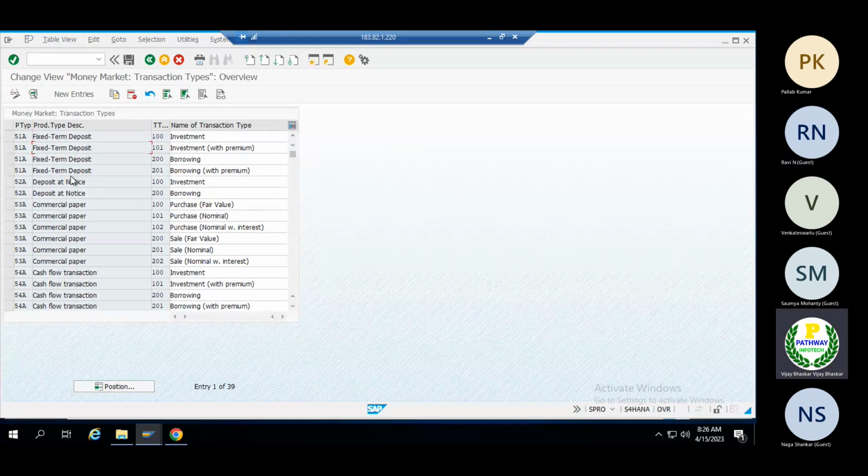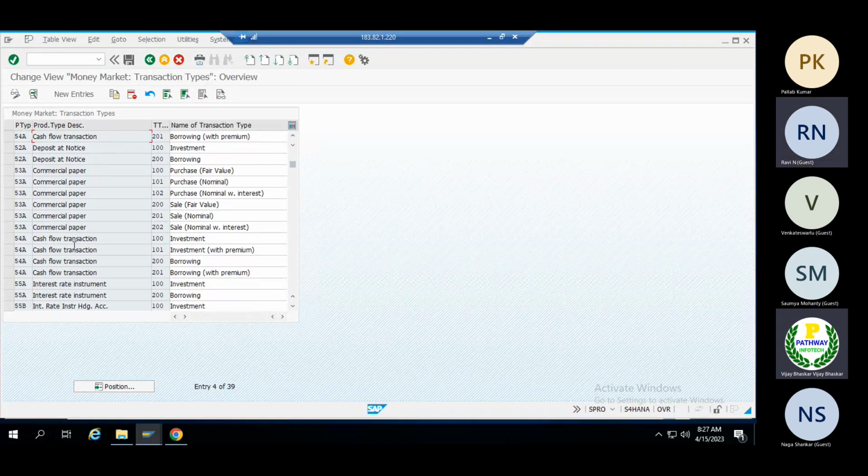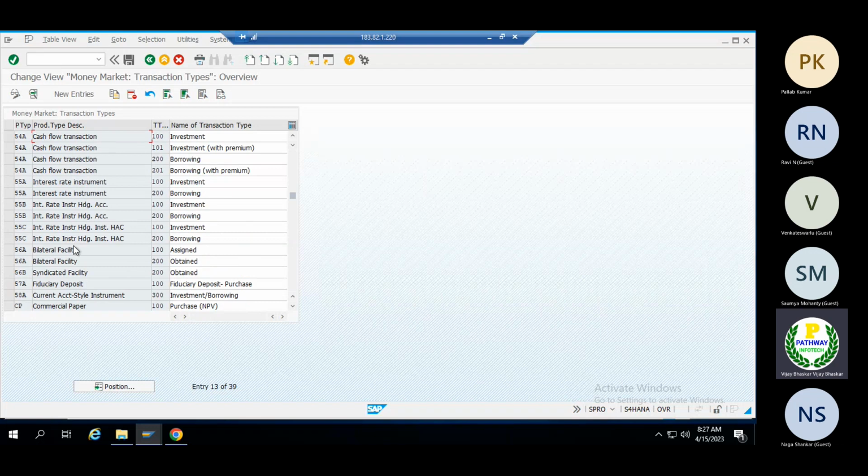But for our practice purpose, I'm not going to use any standard product type. If we use the standard product type, we do not understand the logic behind it, how the product is functioning. That is the reason I will create a completely new setup, which I also explained in the last sessions.